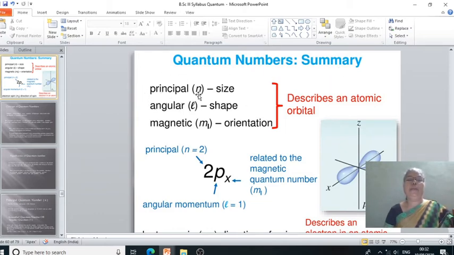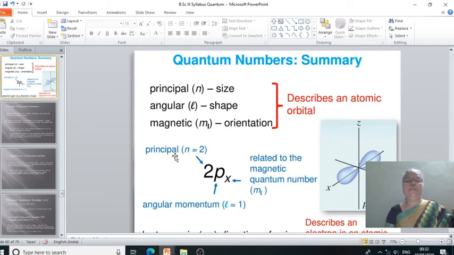Principal quantum number, it is represented by small letter n, and it specifies the size and energy of the electron. Then the angular quantum number, it is represented by small letter l, or azimuthal quantum number, and it specifies the shape of the orbital. Then the third quantum number, it is the magnetic quantum number, and it specifies the orientation of the electron, and they describe the atomic orbitals.